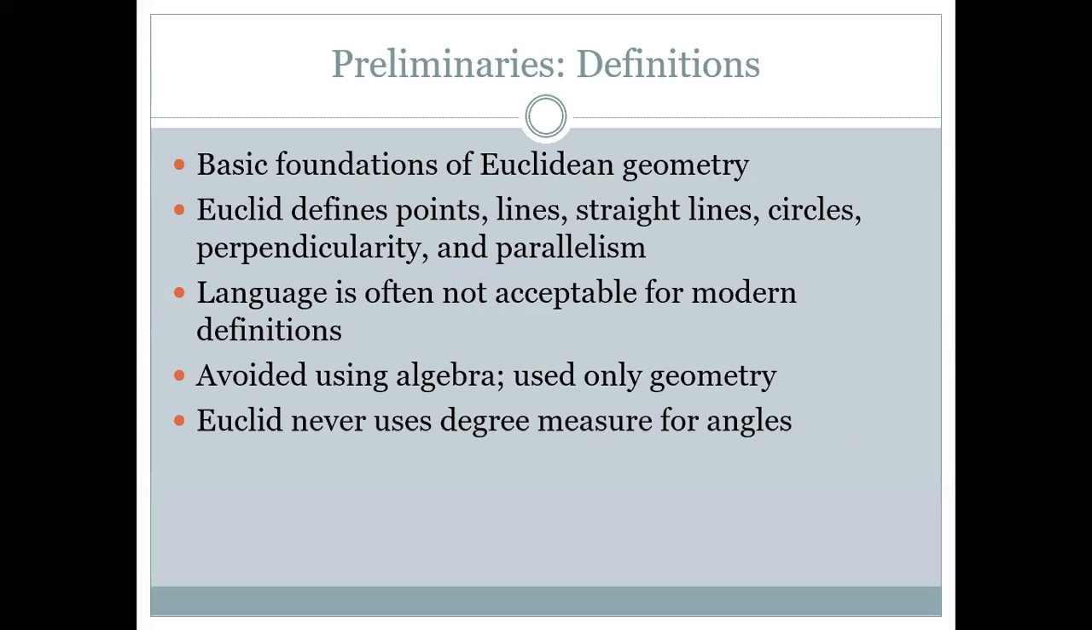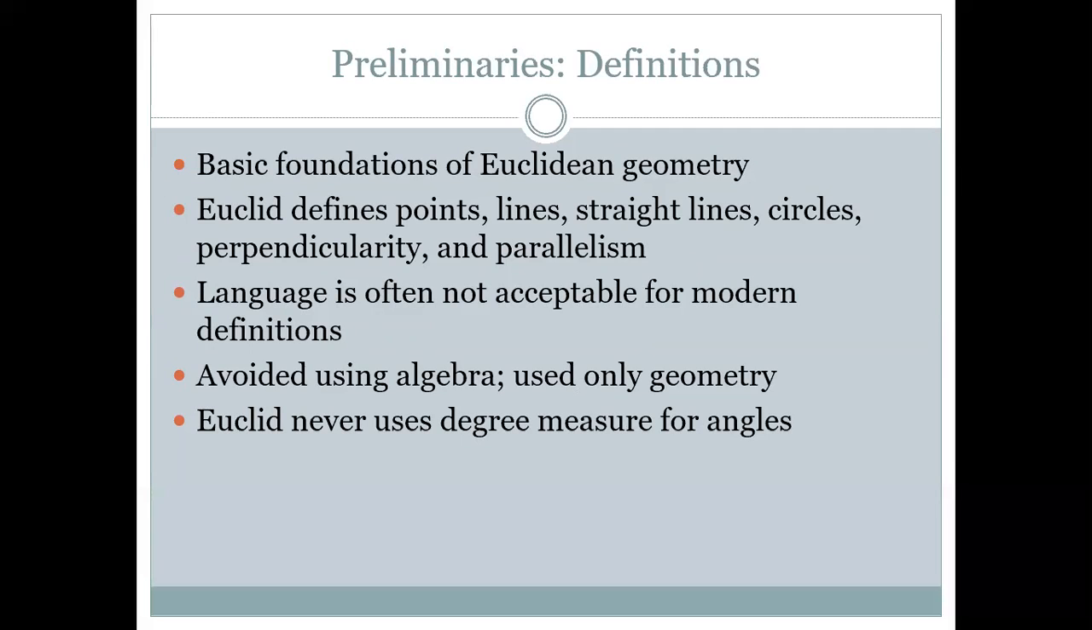So the definitions, okay? His definitions were kind of the basic foundations of what we call Euclidean geometry, named after Euclid. He defined points, lines, straight lines, circles, perpendicularity, what he meant by parallelism, okay? And oftentimes the language that he would use wouldn't really be acceptable by modern standards of doing mathematics. And sometimes he was overly verbose. He didn't have a lot of notation at his disposal. So a lot of his arguments are just long, flowing narratives describing every aspect of things, and honestly, sometimes very few pictures to accompany the argument, which is interesting, okay?